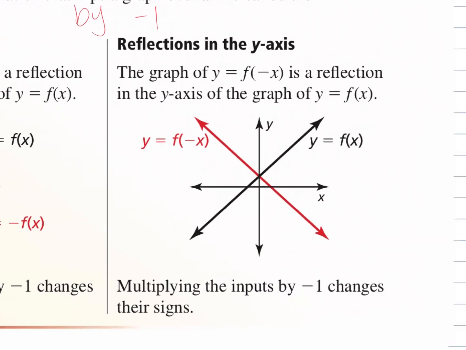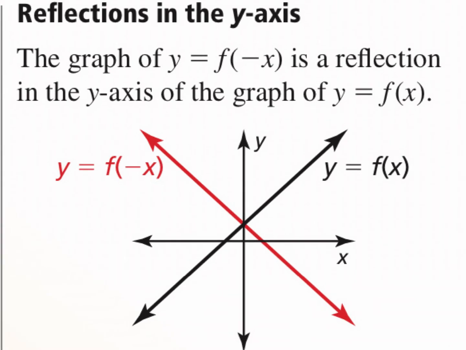Now, if that negative is inside the parentheses, it changes. What kind of transformation is it now? It's horizontal. Watch. If I horizontally reflect something from left to right, what axis am I reflecting it over? The y-axis. Okay?